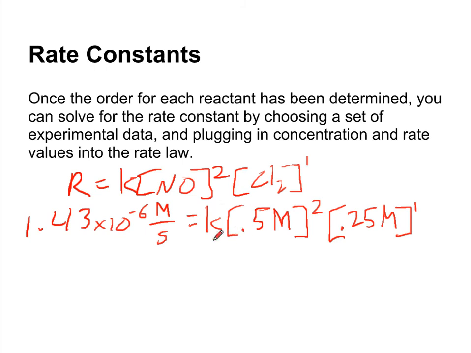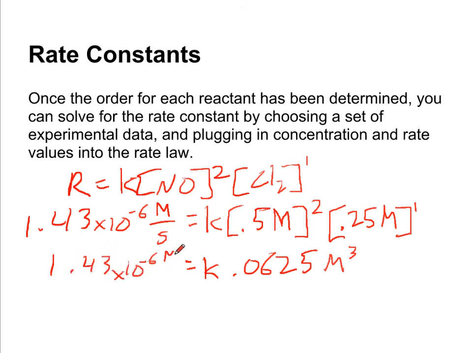So what we have to do to simplify the right side of this, we'll have to remember to square both the 0.5 and the unit. So we'll end up with 0.5 squared and molarity squared there times the 0.25 times 1 molarity. So to simplify that, we get K times 0.0625 molarity cubed equal to our rate over here, 1.43 times 10 to the -6th molarity per second. So to solve for K, we need to divide over here by 0.0625 molarity cubed.